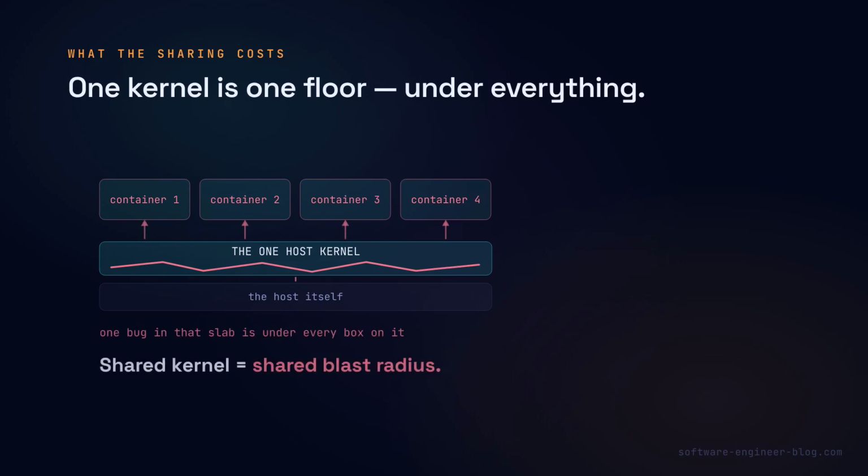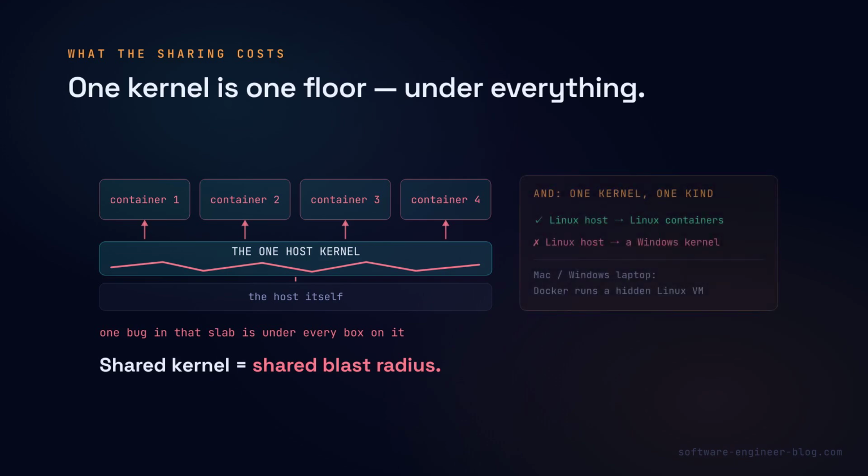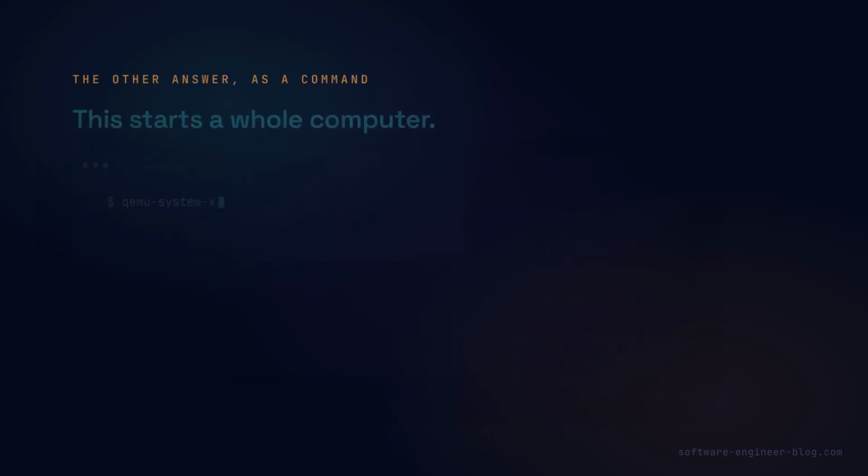The second cost is quieter. One kernel means one kind of kernel. You cannot run a Windows kernel on a Linux host. And on a Mac or a Windows laptop, Docker quietly runs a hidden Linux virtual machine to make containers possible at all. So here is the other answer, as a command.